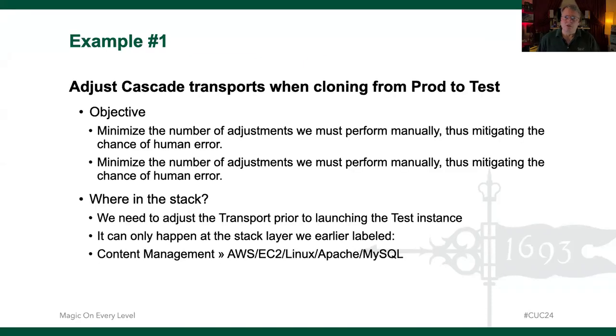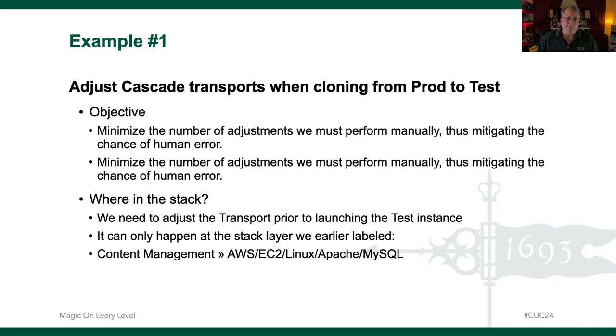Let's start with an example with few implementation possibilities, all within one layer or role in our web stack. We're going to automatically adjust Cascade transports when we clone from production to test. When we clone Cascade to build a test instance, for example, to try out a new version of Cascade, we adjust the transports to prevent the test instance from publishing to production web servers. That would not be ideal. The objective is to minimize the number of adjustments we must perform manually, thus mitigating the chance of human error.